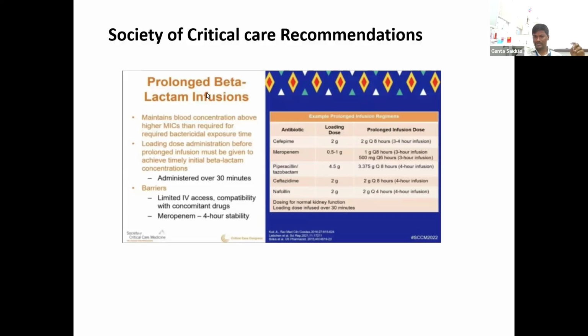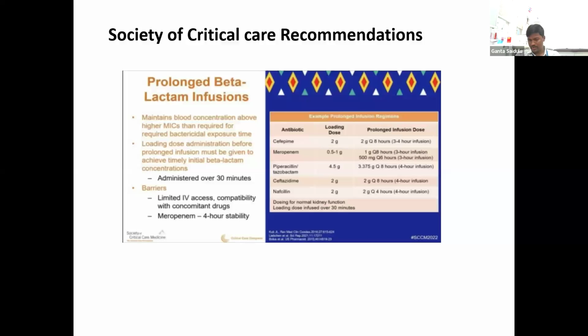So what are the recommendations from the Society of Critical Care? They are also recommending a loading dose for different beta-lactam antibiotics: cefepime 2 grams, meropenem 0.5 to 1 gram, and the 0.5 to 1 gram depends on the different clinical scenarios. That depends on the severity of the septic shock.